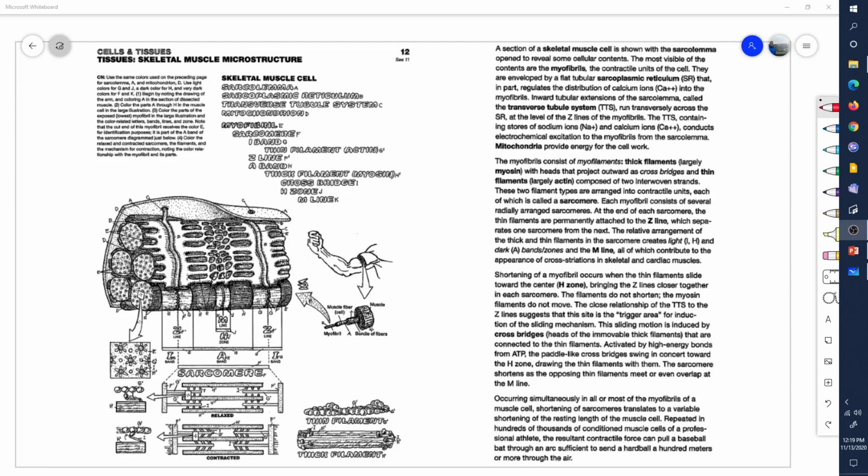Recall that the cell membrane of a muscle has a different name, called the sarcolemma. It's this layer wrapped around the outside here. So that means that everything inside the sarcolemma is part of the muscle cell. This is the inside of a muscle cell.